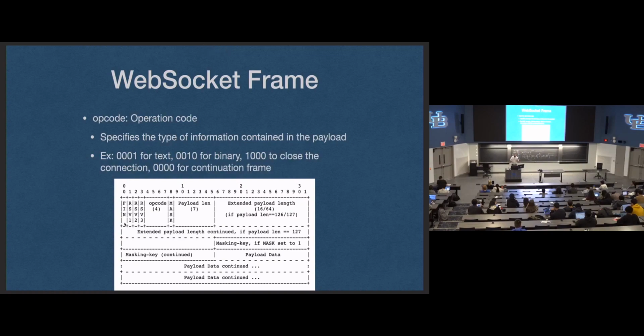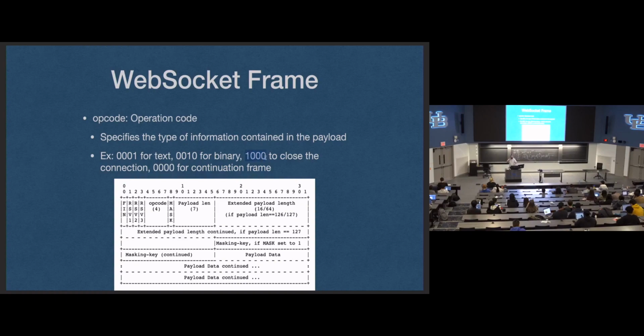Opcode, your operation code. This is metadata about the content that's being sent and what some of the meaning is. For example, if it's 0001 for the opcode, that means this is text data. You can safely parse it as UTF-8. If it's 0010 or 2, it's going to be binary data, meaning you cannot parse it as UTF-8 and you need to treat it as raw binary. So if you're sending an image over WebSockets, you would send an opcode of 2 or 0010. And if you're sending text, 0001.